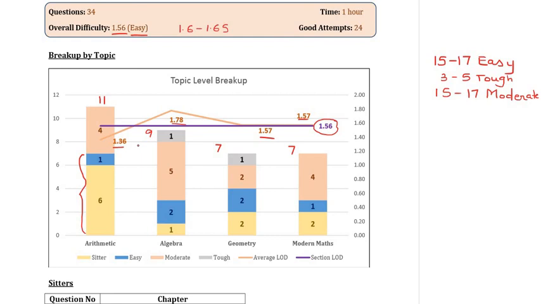So in arithmetic, what we see is that more than half the questions were easy or sitters and the remaining were moderate. So there was no tough question in arithmetic. Also, we've observed generally that the moderate questions in arithmetic tend to be simpler than the moderate questions in geometry or modern math. So here again your attempts can really go up. So the overall strategy to attempt the arithmetic questions in this mock would be to maximize your attempts for the sitters and select the right questions within the moderate ones based on your understanding of the topics.